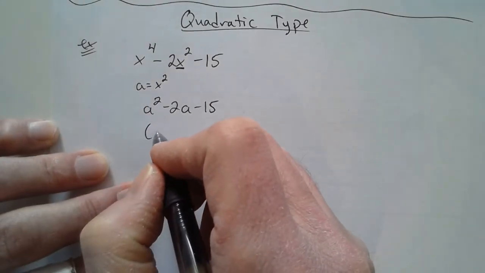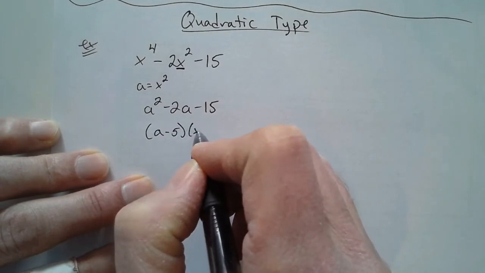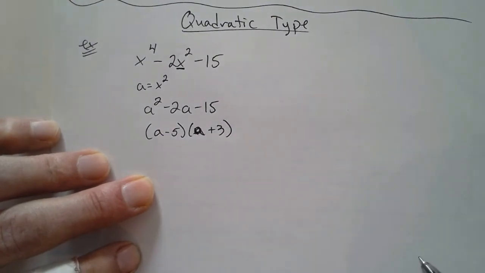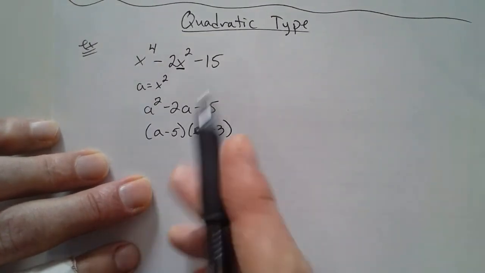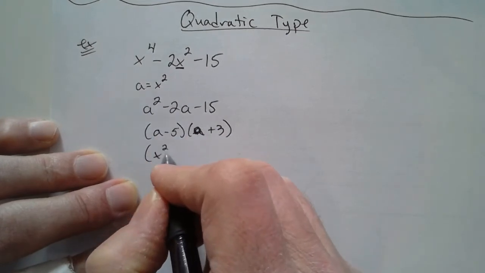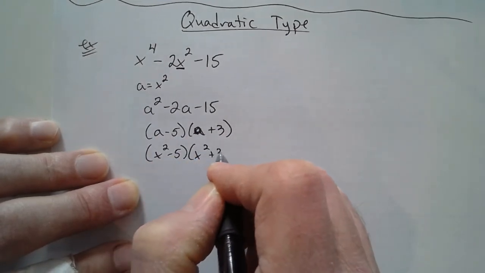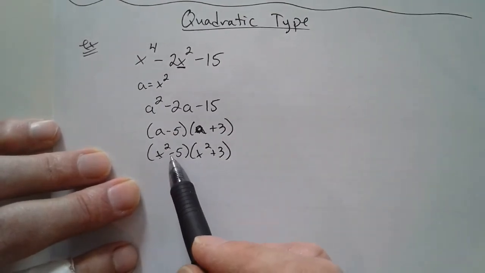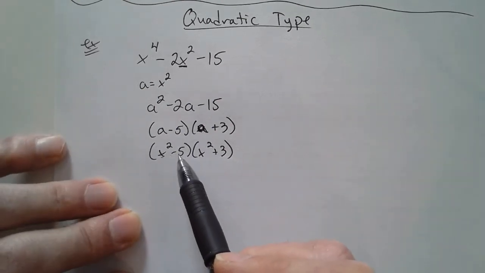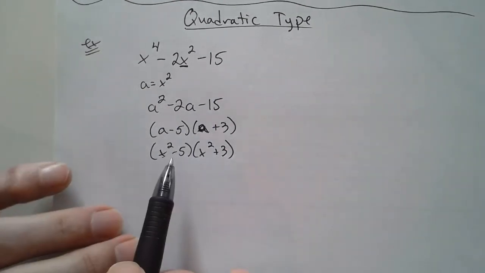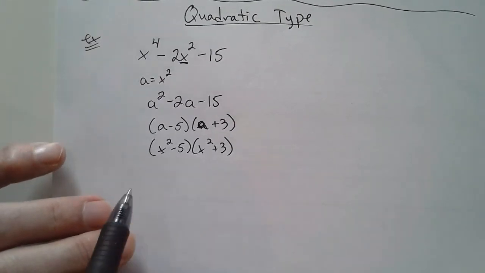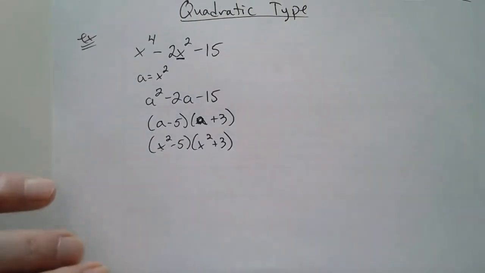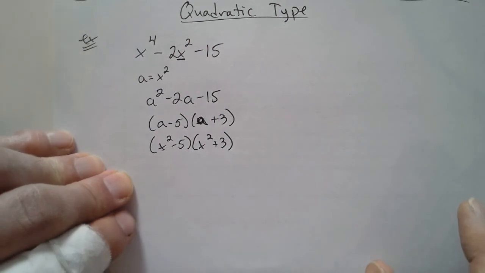Okay, so that factors by diamond problem. a minus 5 times a plus 3, sorry. And then we said a is x squared, so you just replace your a with x squared. And we're done because neither of these can really be factored. It's not a difference of squares. Technically, if you called 5 a perfect square, but we won't have that. We won't have square roots that we're going to be dealing with perfect squares, so we would be completely factored for that one.